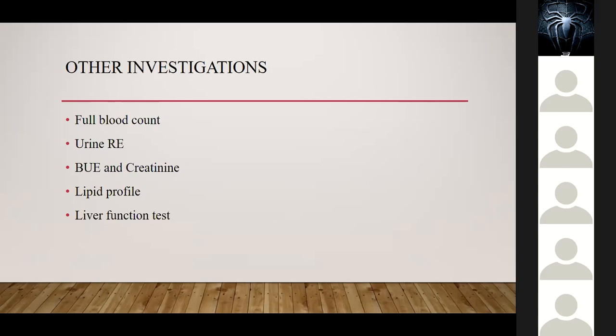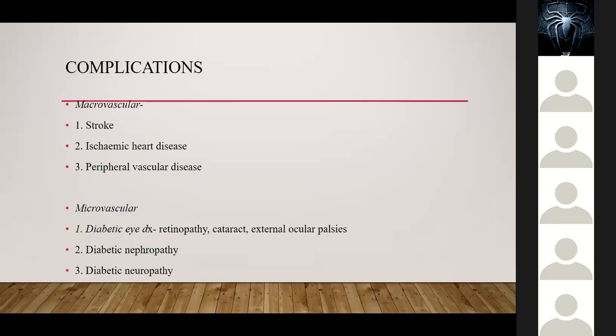A BUN and creatinine are very, very essential, because we all know the effect that diabetes tends to have on the kidney. A lipid profile is essential, because hyperlipidemia can also have an effect, and a liver function test is also good. So it's good to do your chemistries when you make this diagnosis, just like the way you do your chemistries when you make a diagnosis of hypertension.